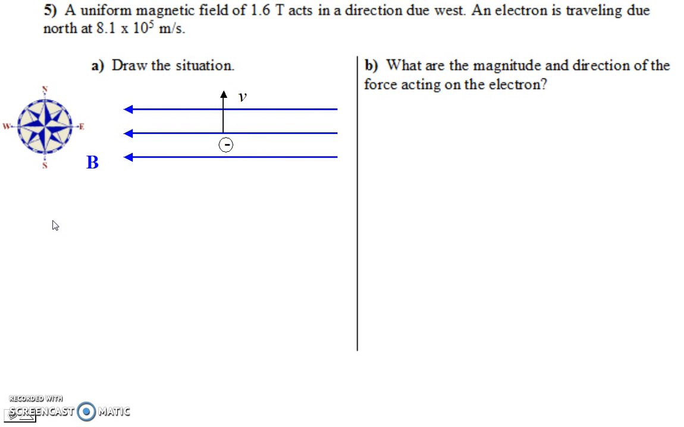For letter B, we want to find magnitude and direction. Magnitude is real easy. We're doing F sub m equals QVB sine theta. It's an electron, so you know what the charge is. If you don't remember, you can look it up. And here it's just a matter of putting the numbers in. What's theta going to be? Well, you can clearly see there's a right angle between velocity and field. So in magnitude, we should be getting 2.1 times 10 to the negative 13th newtons. You should have no problem getting that. It's clearly a 2 sig fig problem.